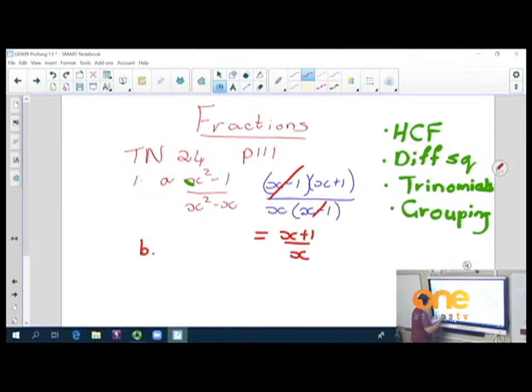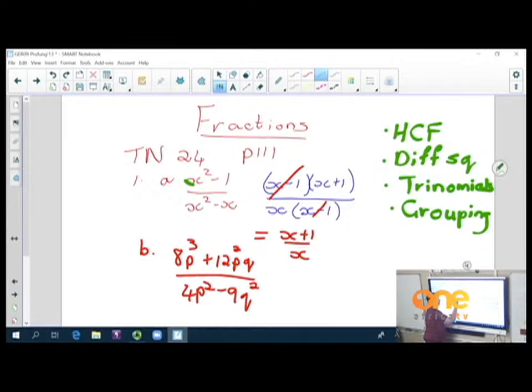Number B. 8p to the power of 3 plus 12p squared q over 4p squared minus 9q squared. I must factorize. And the question is, what am I going to do here? So this one is the highest common factor, and what is common here is a 4p squared. That is your highest common factor there.